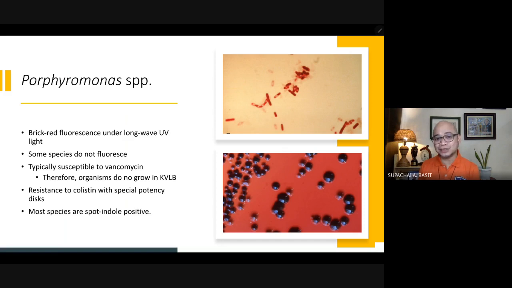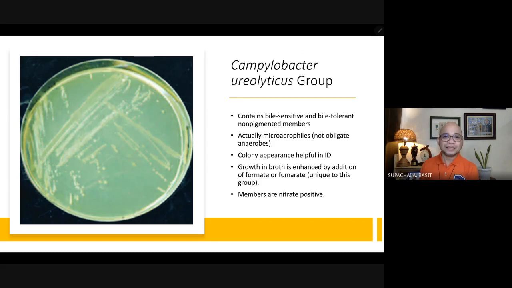However, some species do not fluoresce. So they are typically susceptible to vancomycin. Therefore, they cannot grow in KVLB agar. But resistance to colistin is also seen with special potency tests. And most species are indole positive. So Campylobacter ureolyticus contains bile-sensitive and bile-tolerant non-pigmented members.